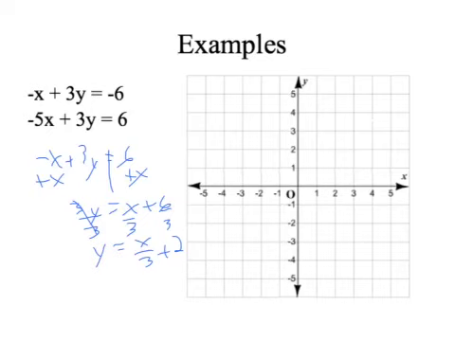So I want to graph that line now. And my y-intercept is +2. And it's x over 3, which means that my slope is 1/3. That means I go up 1 and right 3 for my second point, and go ahead and draw the line. Okay, I'm going to clear this area to give me some more room to work.